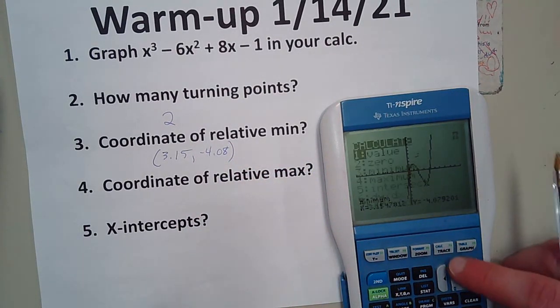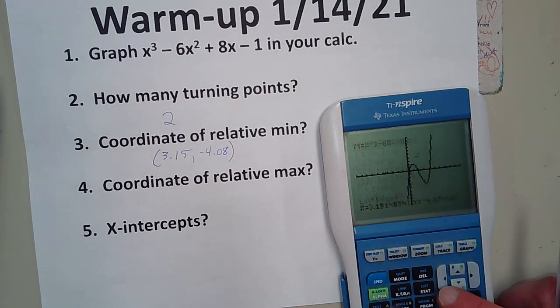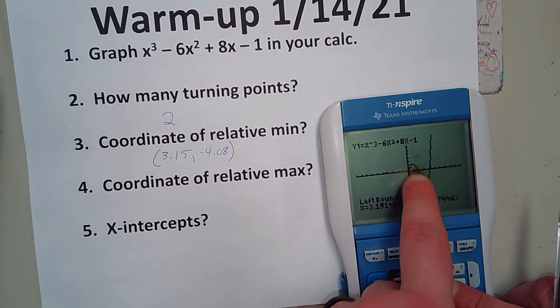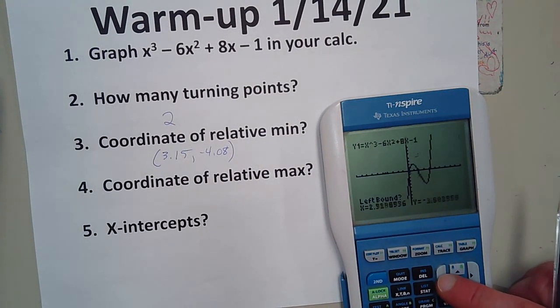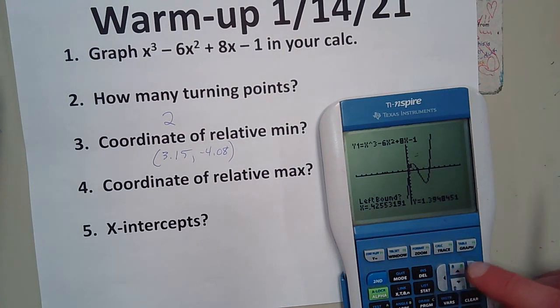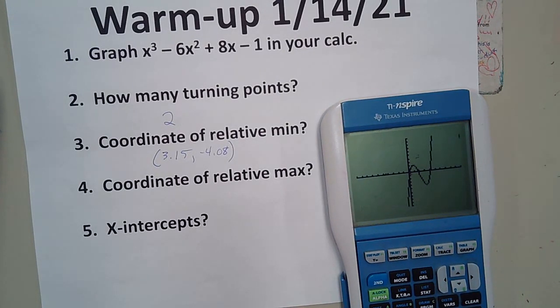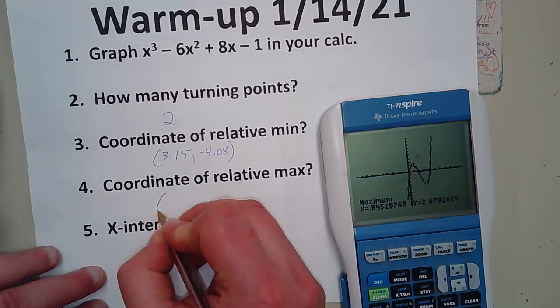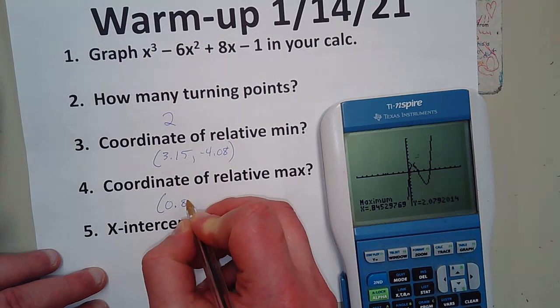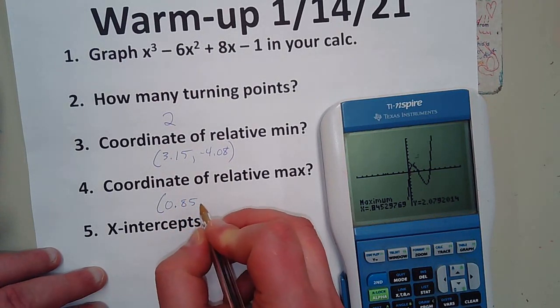Just to run through it again with a maximum, you pick maximum. Now this is going to be my maximum over here because that's the high point of these hills. So if the maximum is around here, we go left bound. So we go a couple clicks to the left, press enter. Then we go a couple clicks past it to the right, press enter. And then put it nearby and press enter for the guess. It'll think and it'll give you that coordinate. So this one's at about 0.85, if we round that up.